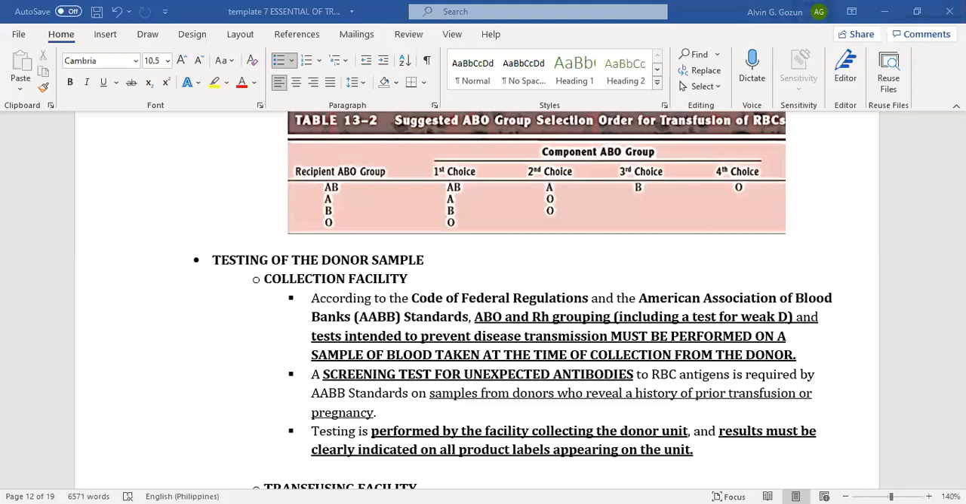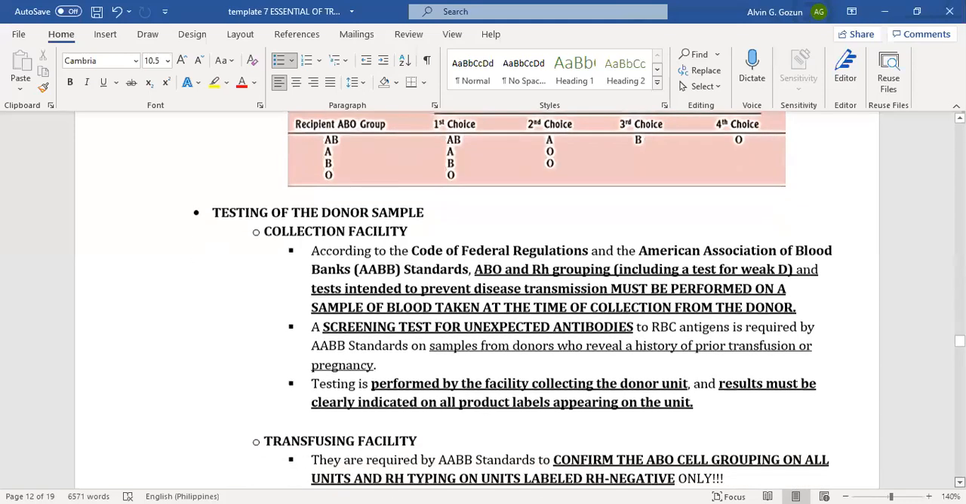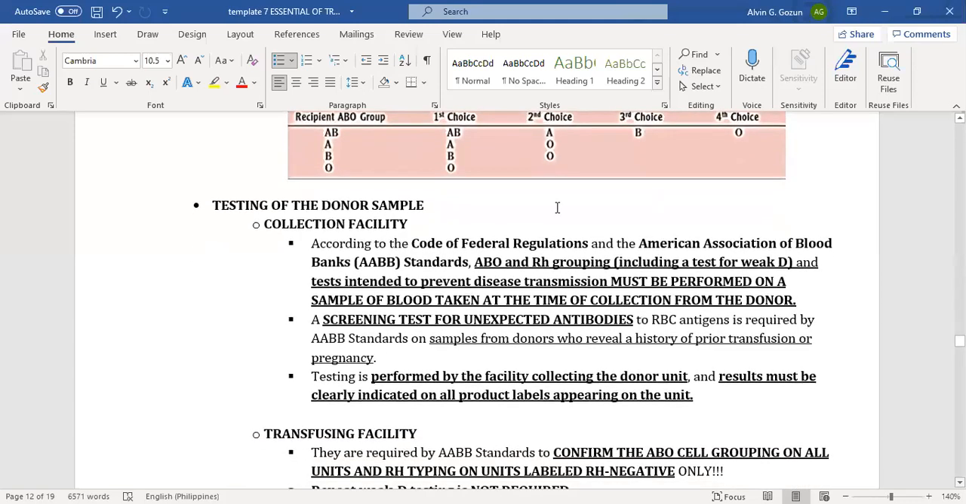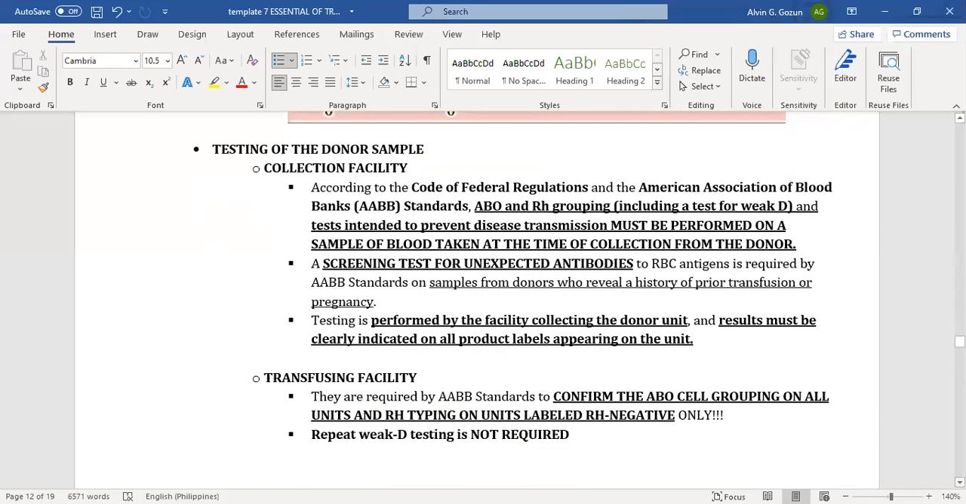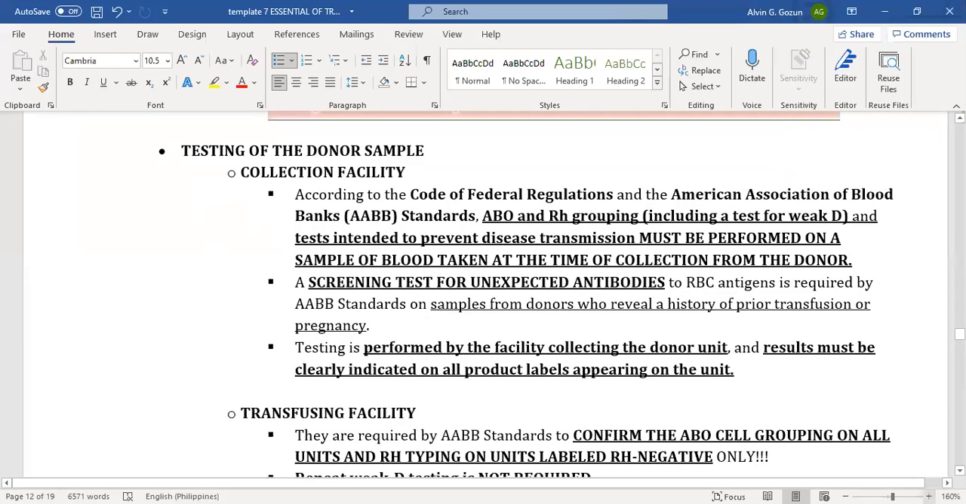Okay, let's proceed. We now test the donor sample. Bakit meron ako naka-bullet form dito na collection facility and transfusing facility? Guys, magkaiba kasi yan. Huwag kayong malito. Testing the donor sample. Okay. May tinatawag tayong collection facility and transfusing facility. Isipin nyo guys, na kapag na-try nyo na ba mag-donate ng dugo, yung very urgent.